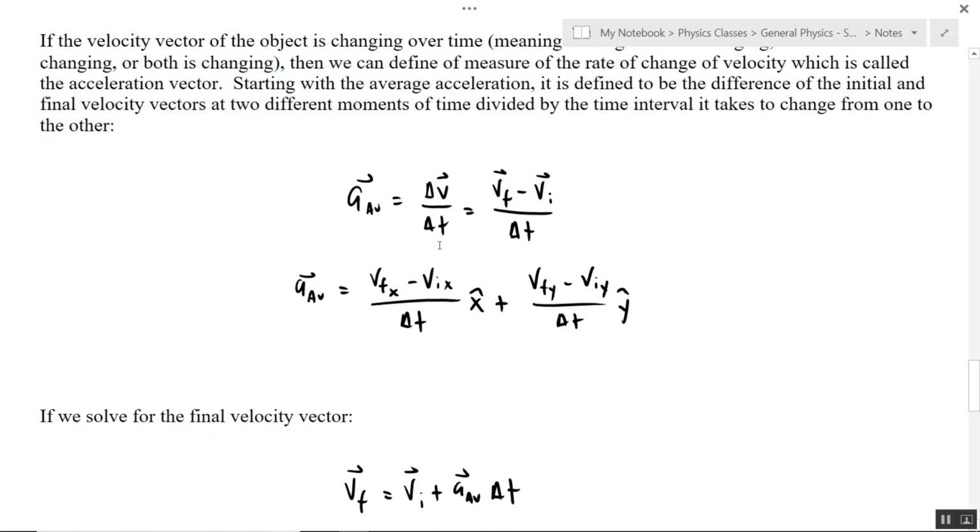Okay. So how you would figure out the average acceleration is you would first figure out the final velocity vector after some time and the initial velocity vector, and then subtract their x components divided by the time, and subtract their y components divided by the time. That gives you the x and y parts of the average acceleration vector.